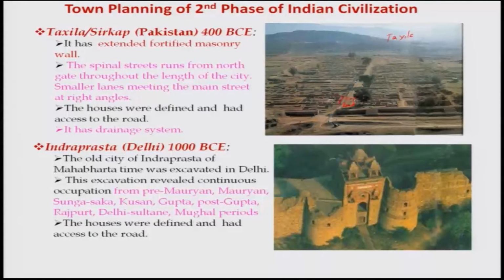And I have shown you the Purana Qila, which was the place captured by all the dynasties or the kings, whoever tried to capture the power, and they would use it again, renovating it also. And the houses were well defined and had access to the road.